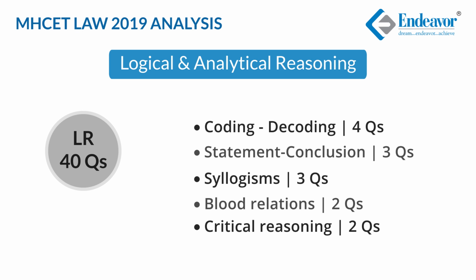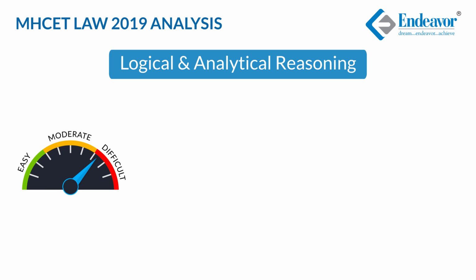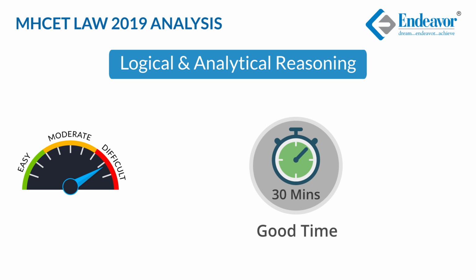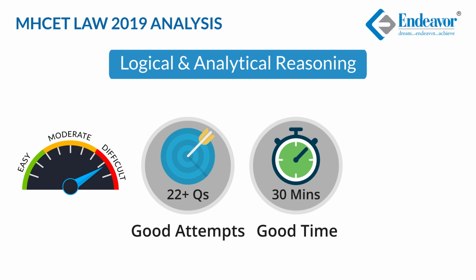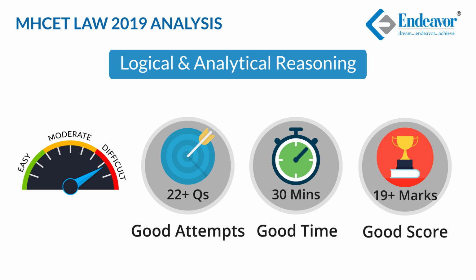Overall, students needed to select their questions properly, especially the puzzles. The section can be categorized as a difficult one this year. Ideal time to be allotted should be 30 minutes, ideal attempt 22 plus, and ideal score 19 plus.